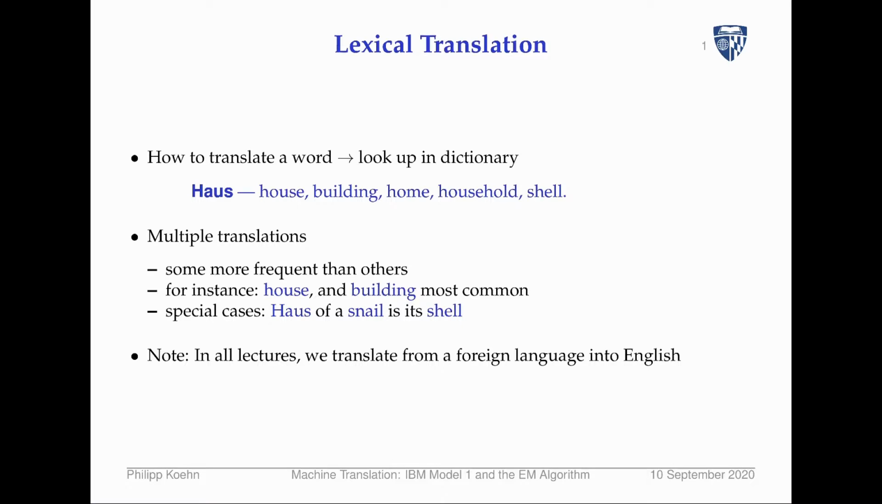It's the digital version of the dictionary you might have on your shelf. And it says, for instance, for the German word Haus, that its possible translations are house, building, home, household, and shell. So there are multiple translations. Some are probably more frequent than others. In this case, house and building are the most common translations. And there's really just one strange special case. The translation of Haus into shell is really just in the context of a snail. In German, the shell of a snail is called its house, so the snail is carrying its house around with it.